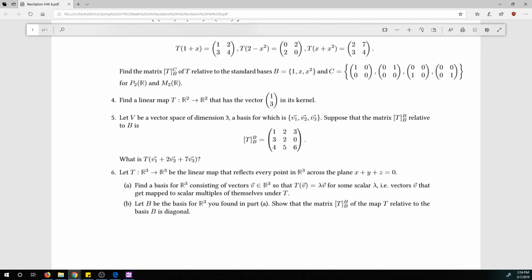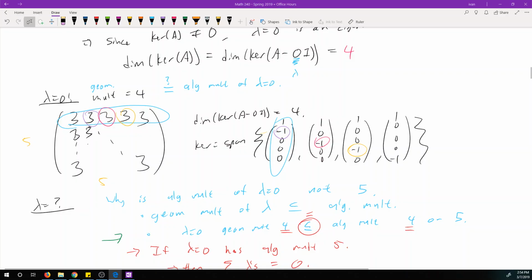Which one? Number 1, A and B. Oh, on the regular homework? Okay. Yeah, sure. We can talk about this.